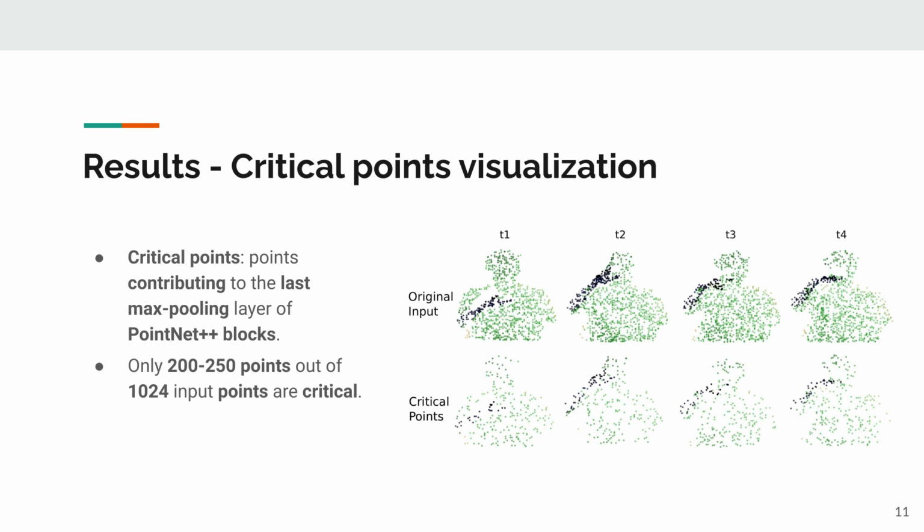To find these critical points, we repeat one arbitrary point of the input point cloud 1024 times and remove the remaining points in each frame. Then we bring the removed points back one by one, so that we replace one of those repeated arbitrary points, and measure the last max pooling layer's output in each frame. Points that improve the last max pooling layer's output are considered critical points.